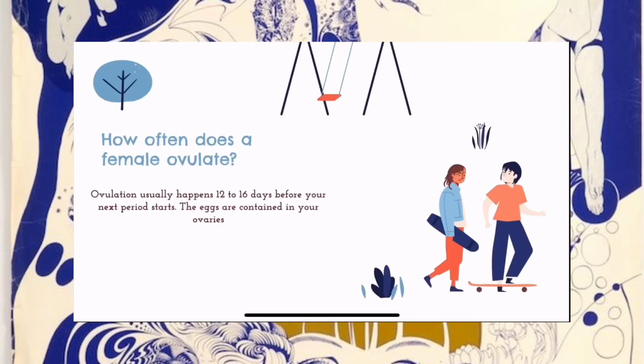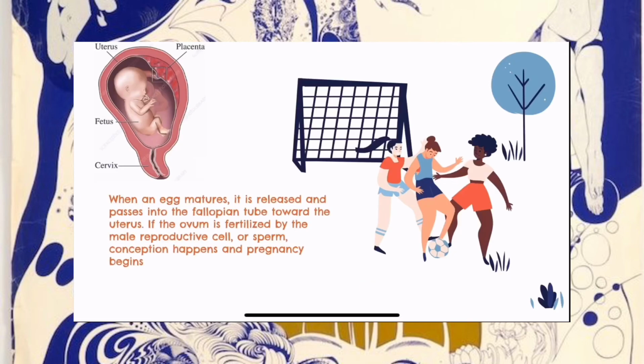How often does a female ovulate? Ovulation usually occurs 12 to 16 days before your next period starts. During that time, the eggs are contained in your ovaries. When an egg matures, it is released and passed into the fallopian tube toward the uterus. If the ovum is fertilized by the male reproductive cell, or sperm, conception happens and pregnancy begins.